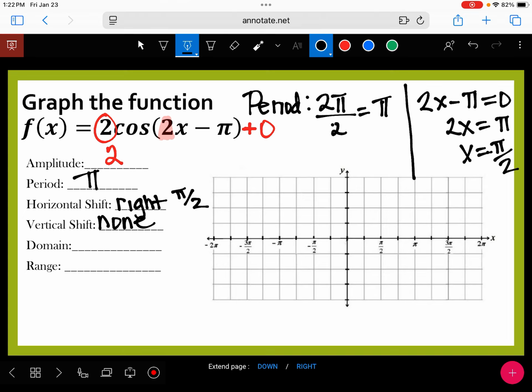Okay. So now let's get started. First thing I'm going to do is draw my midline in, which happens to be the x-axis. And now I'm starting at pi over 2. So let's think about it. Now, I'm going to show you the mathematical way. Instead of adding 2 pi to pi over 2, I'm adding pi to pi over 2.